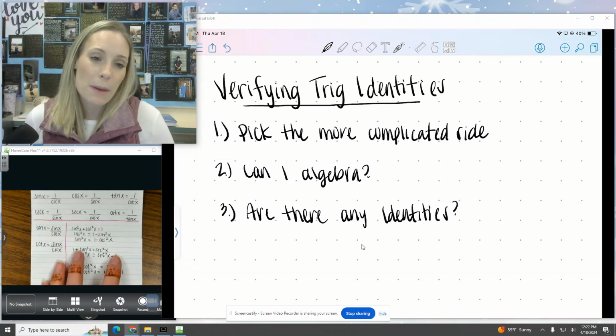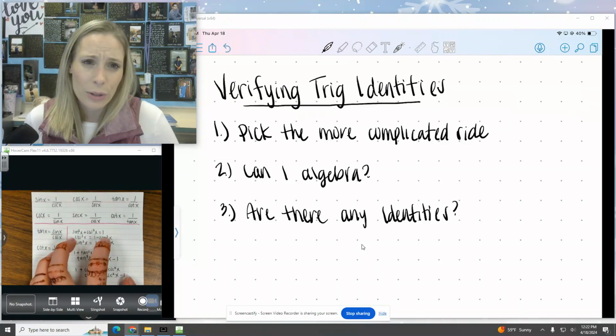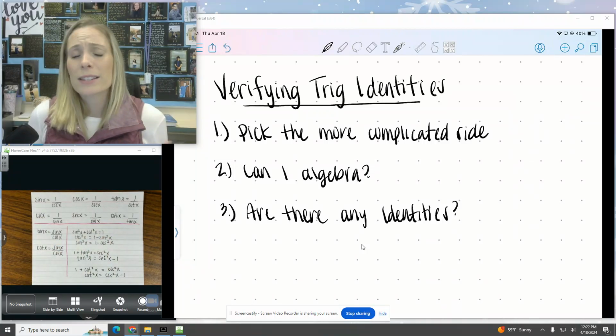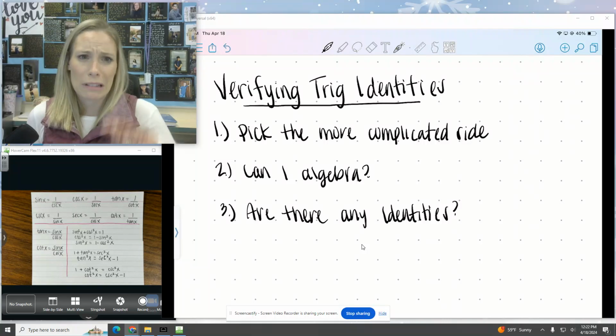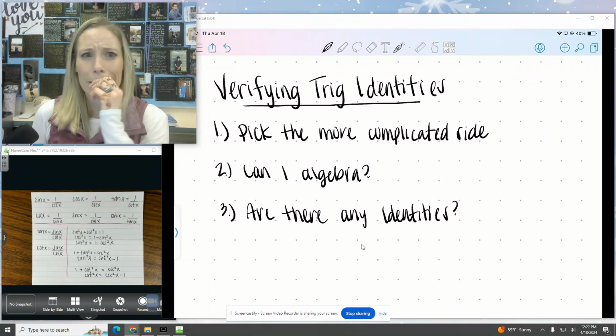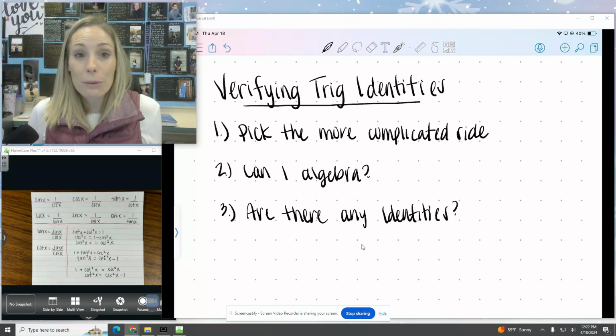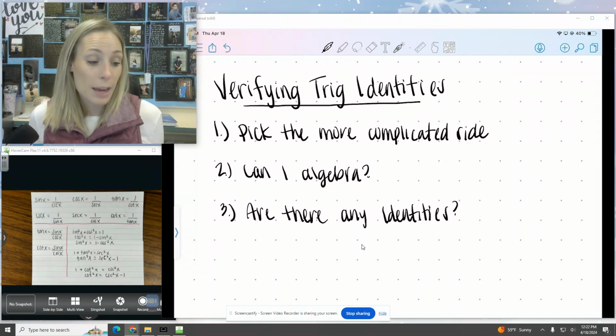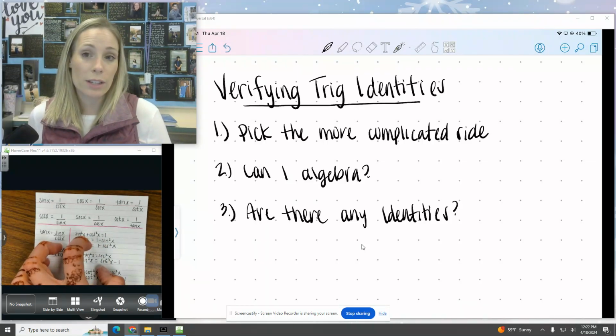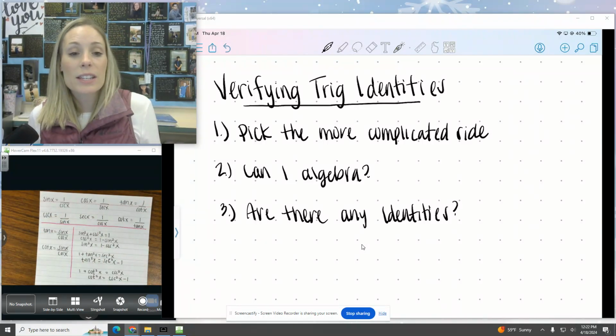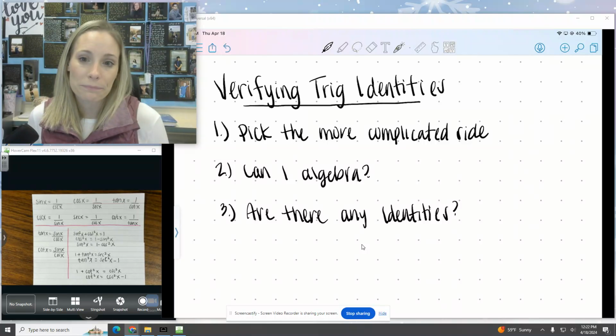But if you don't have these memorized, if these are foreign to you, if I say sine of x is the same thing as 1 over cosecant of x, and you're still like, what? Wow, where did I get that from? Then you're going to cry. Just being real with you. You're not going to know where things came from. Make flashcards on these. Do something. Get these memorized. Get them into your brain.